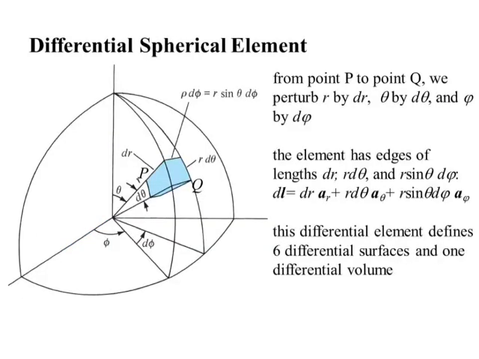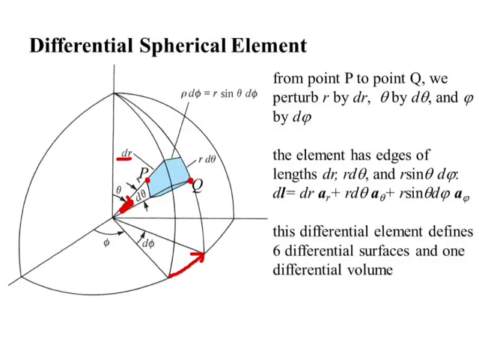The same thing can be done for spherical coordinates. You can see here I'm defining 2 points, P and Q. When I move from P to Q, I increase r by a length of dr. So r was increased by dr. I increased theta by d theta. You can see there is an increase in theta, this tiny angle here. And I increased phi by d phi, which is this angle here.